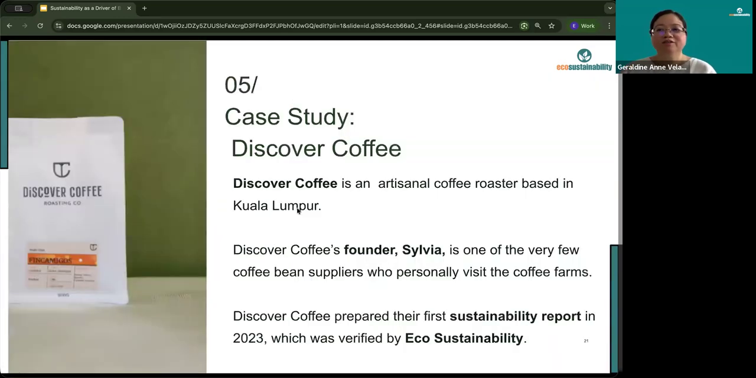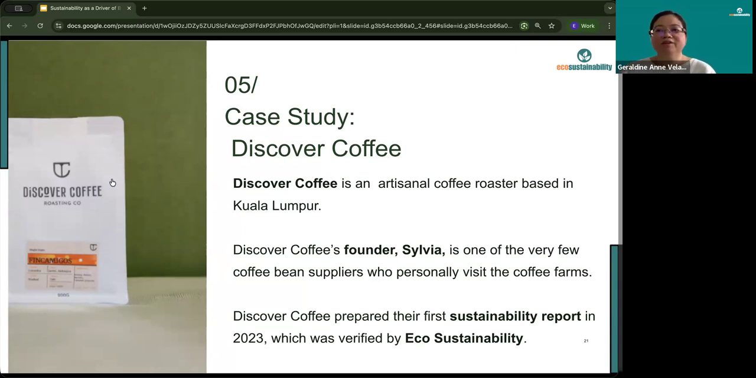Now let's take a look at Discover Coffee. Discover Coffee is an artisanal coffee roaster based in Kuala Lumpur. Discover Coffee's founder, Sylvia, is one of the very few coffee bean suppliers who personally visit the coffee farms. Discover Coffee prepared their first sustainability report in 2023, which was verified by EcoSustainability. So EcoSustainability has worked with Discover Coffee.